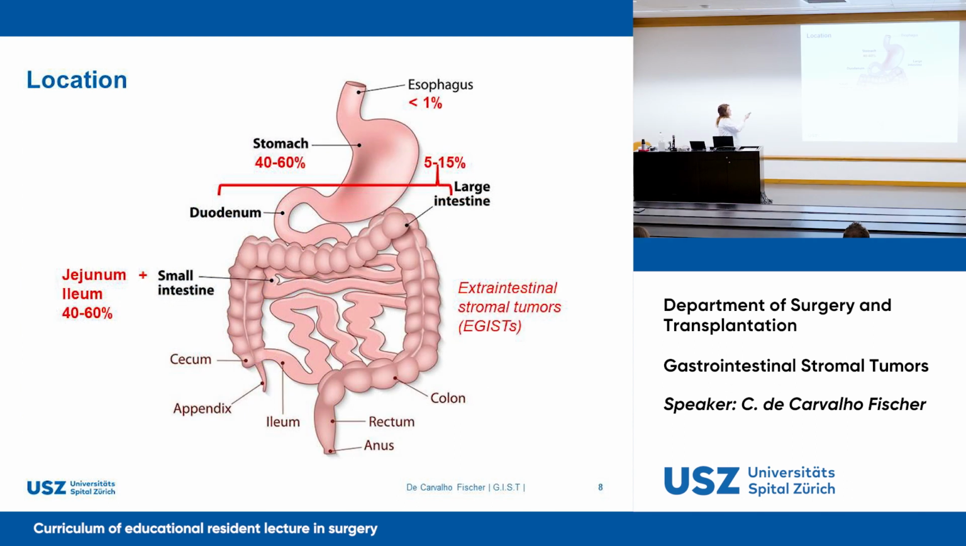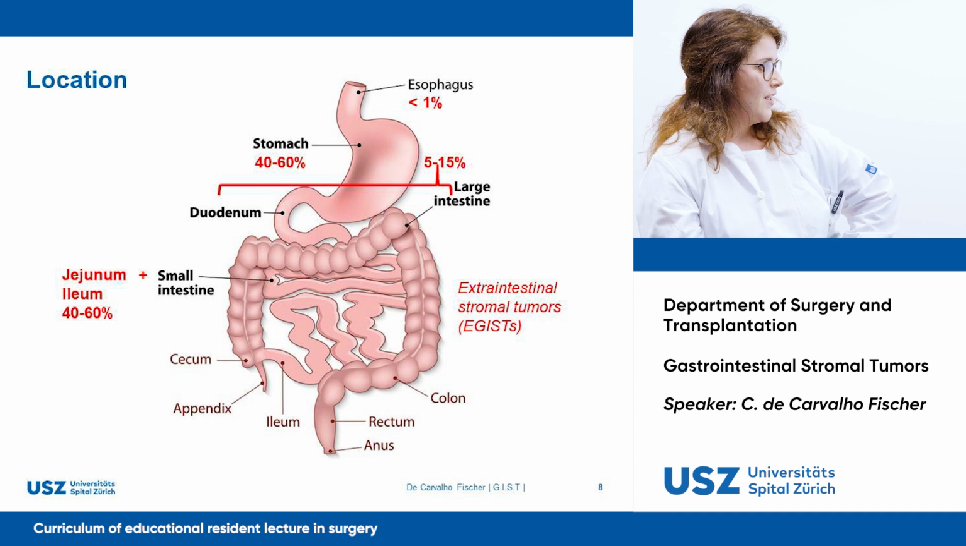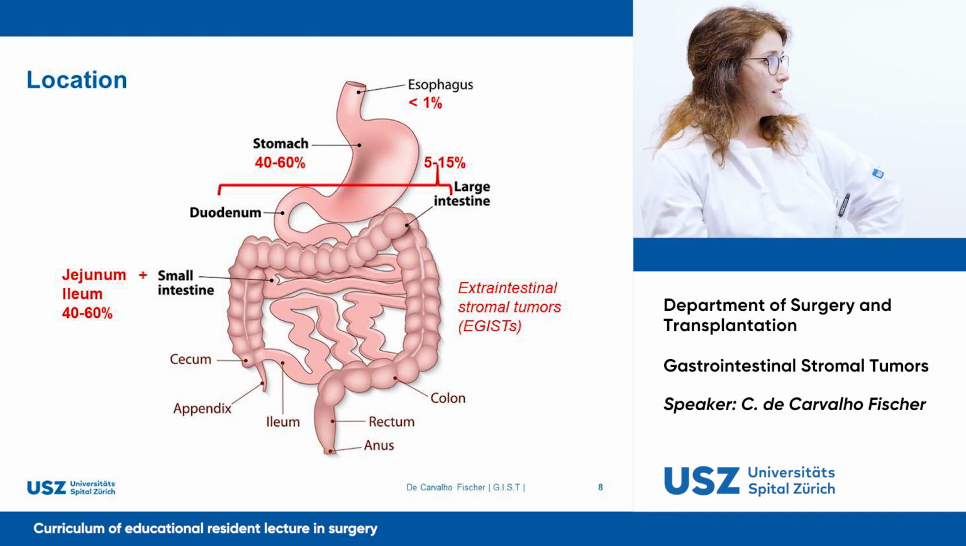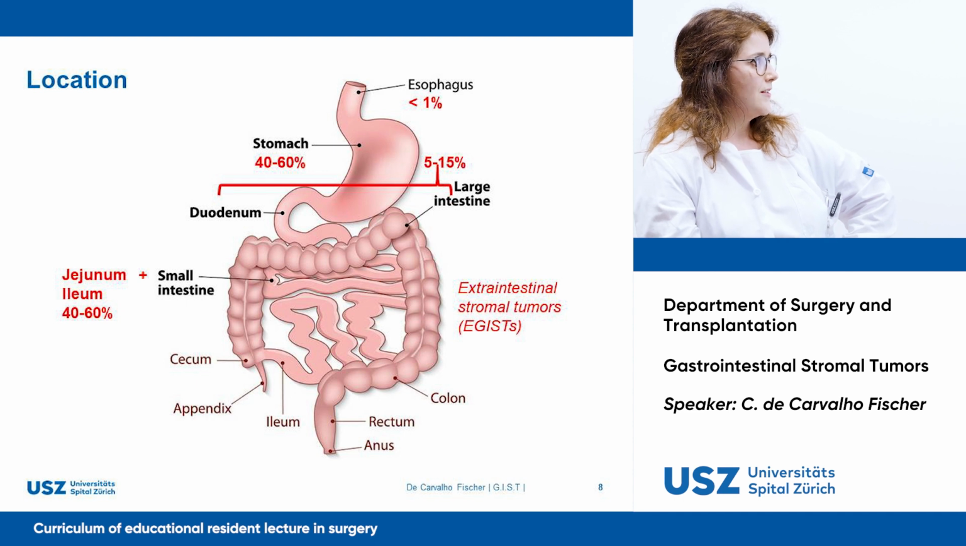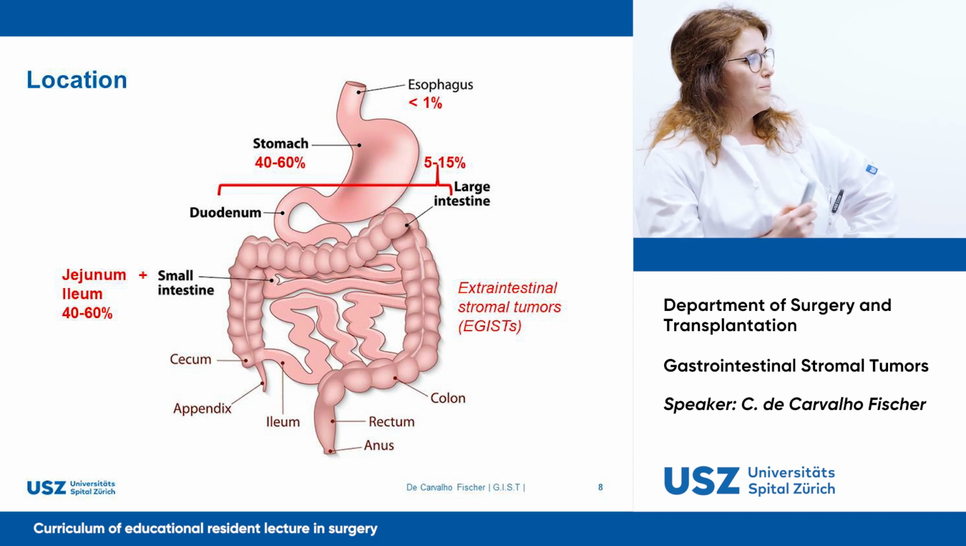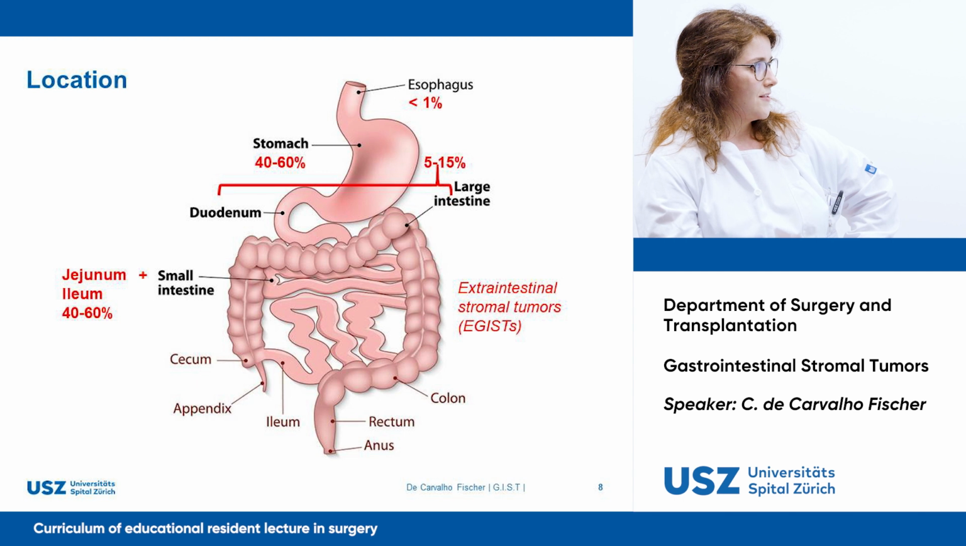So again, most GISTs will be located in the stomach, but a close second are GISTs located in the jejunum and ileum. 5 to 15% of cases occur either in the duodenum or in the large intestine, and GISTs of the esophagus are rare, and even more rare are extra-intestinal GISTs.